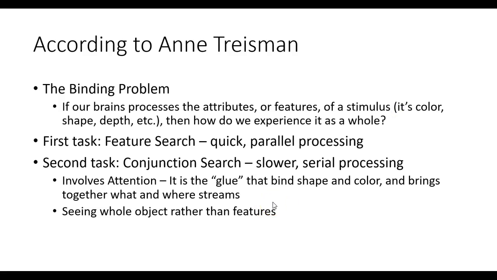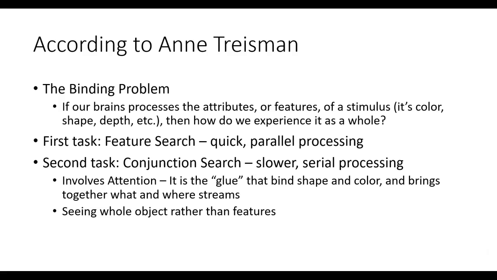Anne Treisman was a very prominent psychologist, and she followed up Broadbent's theory of attention with her own, and then later came up with another theory that related attention and perception. And we're going to talk about that second theory right now. So, what Anne Treisman proposed is that we have this binding problem. Our brain processes the attributes of a feature separately rather than as a whole.